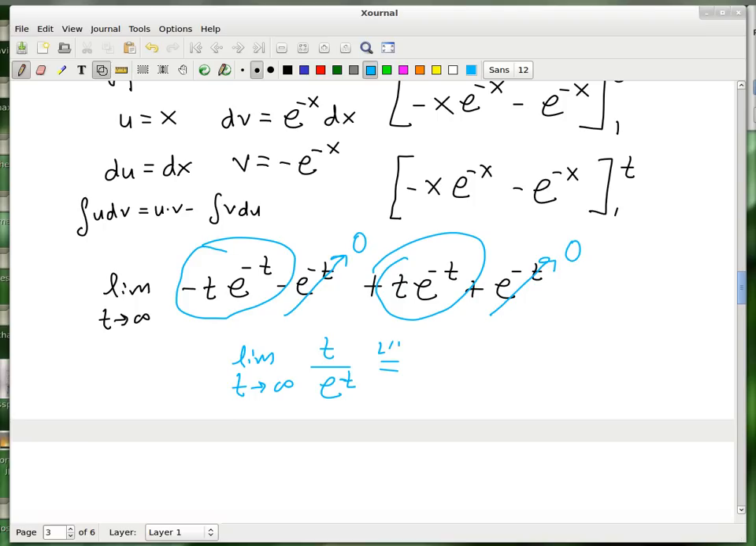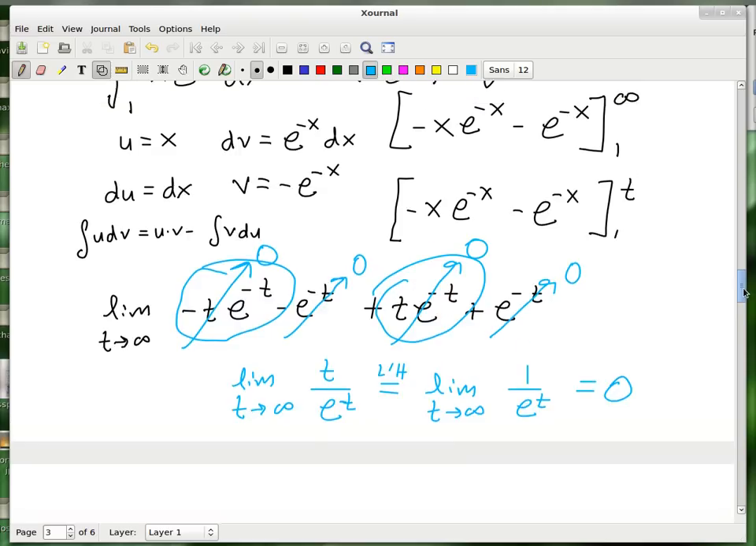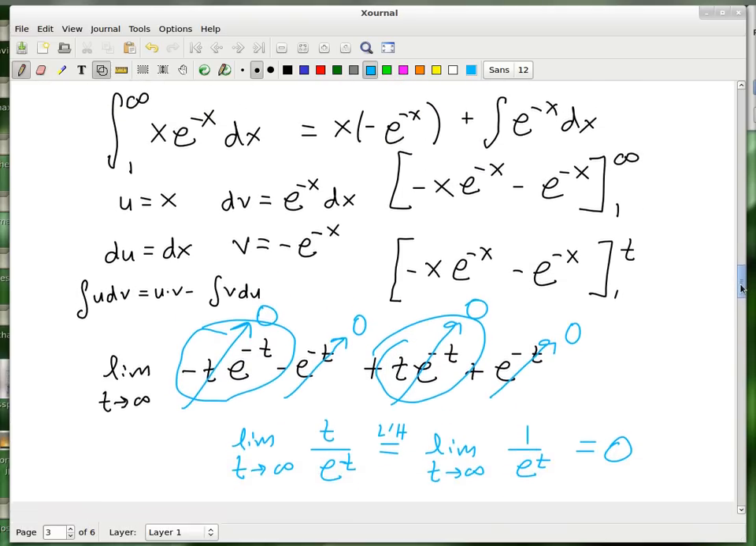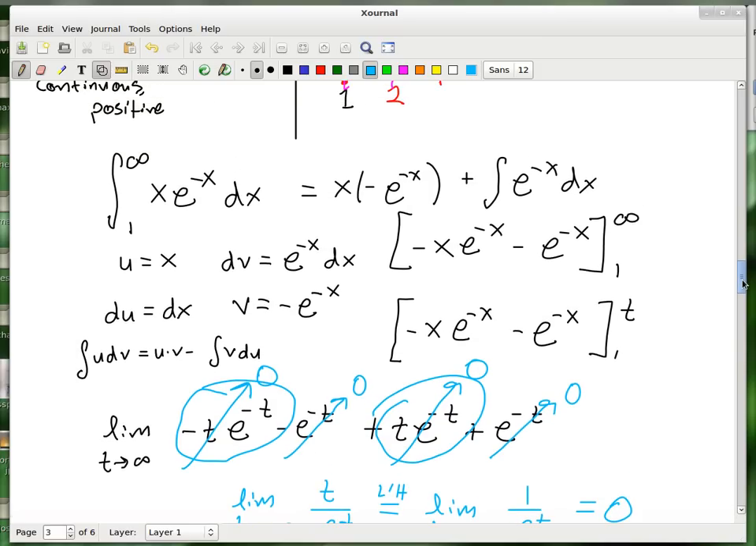So use L'Hopital's rule once. It's the same thing as the limit as t goes to infinity, and on top you get 1, and on the bottom e to the t stays e to the t, and this is 0. So in fact everything goes to 0. Which is a little strange. Shouldn't really be 0, should it? Should I worry about that?